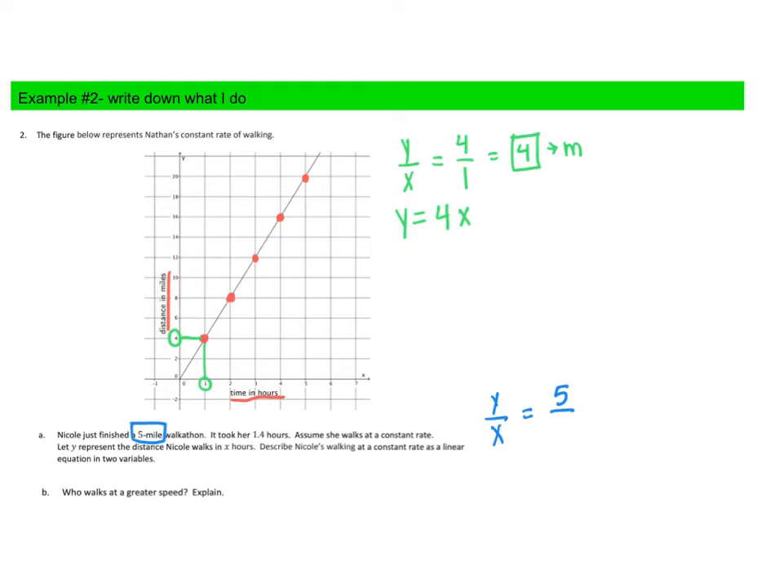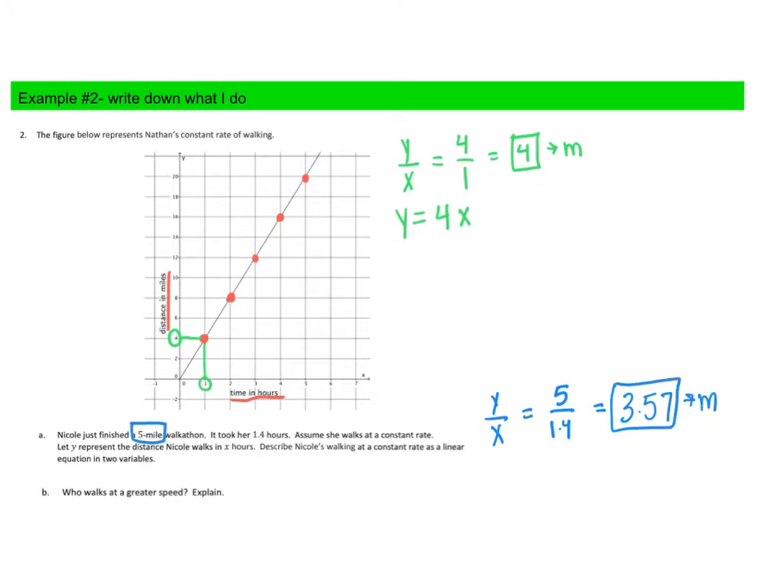And it took her an hour, or 1.4 hours. So x is my hour, so it's going to be divided by 1.4, and this is going to be her m. I'm going to do this on my calculator because it's just working with some decimals. So 5 divided by 1.4 equals 3.57, and it goes on forever. I'm just going to round it off to 3.57. So this is her rate.